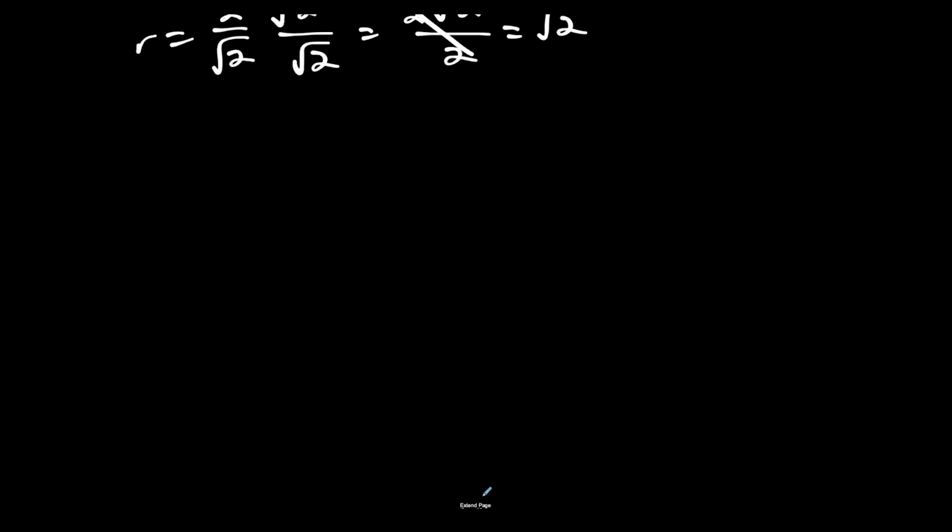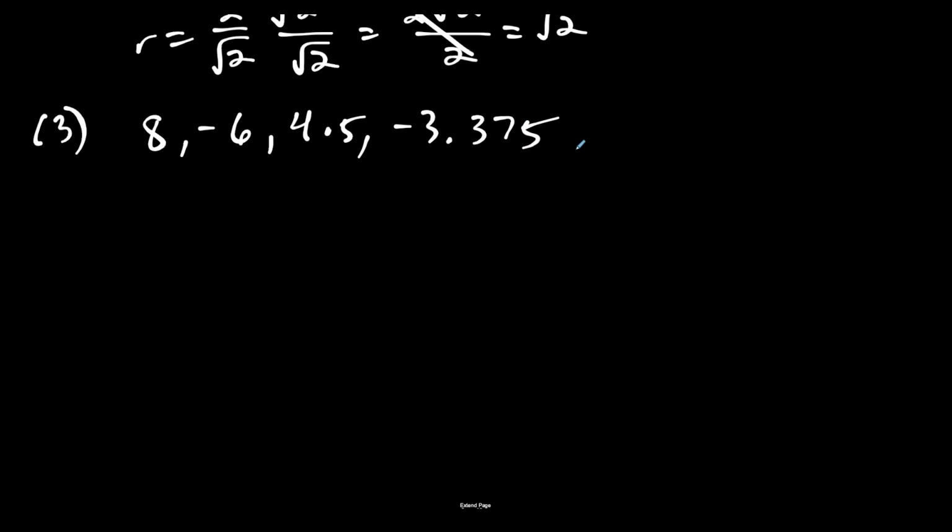So we'll look at one more question here. So let's say this time around, for question 3, something a little bit less obvious. Let's say this is the sequence of terms here. We have 8, negative 6, positive 4.5, and then next we have negative 3.375, and this list continues. So one thing that may jump out at you is that the terms of the sequence alternate in sign. They go from positive to negative, back to positive, back to negative.